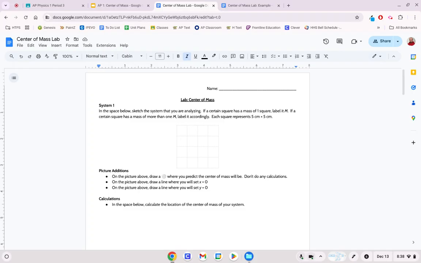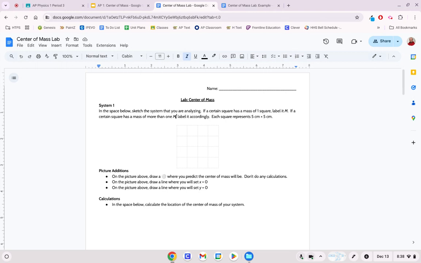In the front of the classroom, there's a whole bunch of cardboard little systems that have different shapes, and some of them have multiple layers where they have different masses of 2m and m, or some of them have 3m. And what you're going to be doing is figuring out the location of the center of mass of those systems.